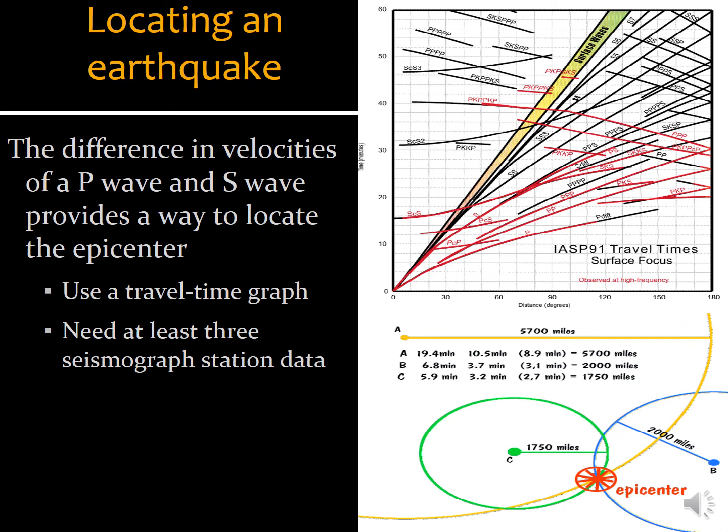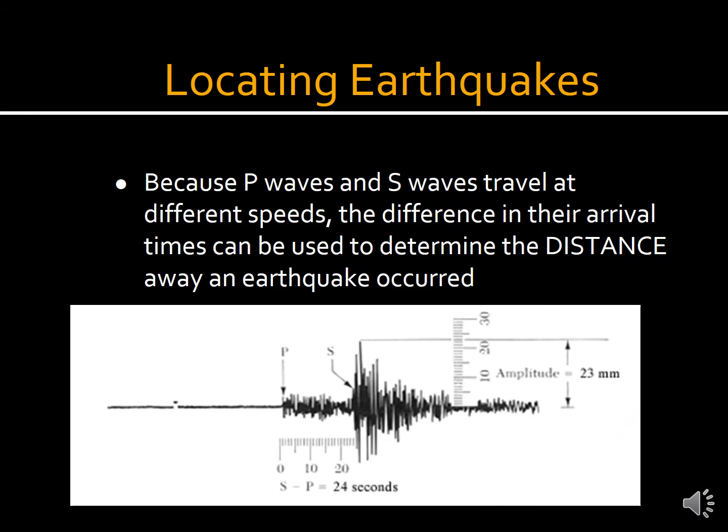Now we're going to actually learn how to locate an earthquake by using this chart. And the reason why is because this is on your test at the end of the school year. Now, there is a difference in P wave and S wave velocities, especially where it locates the epicenter. Now we're going to use a travel time graph, and we need at least 3 seismograph station data, but we're going to practice over time.